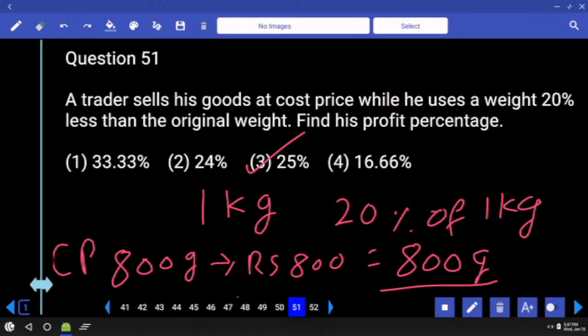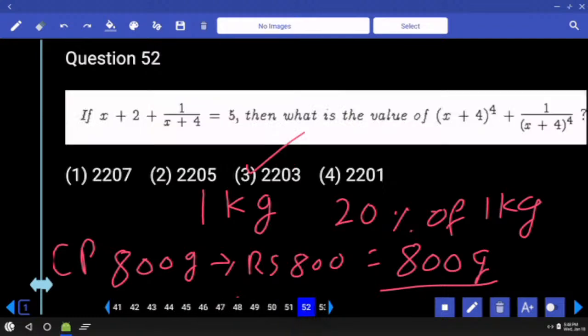Right. Shall we move to the next question, or you have a doubt in this? You want me to explain again? Yes or no? I hope you are clear with this concept. Okay. Let's go to 52nd question now.